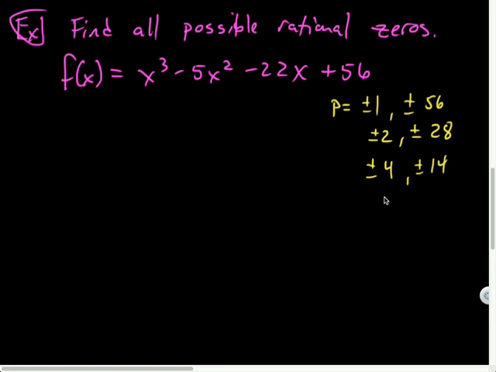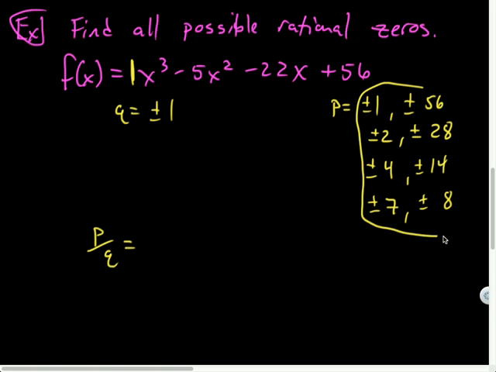Let's see. 6 can't work. 5 can't work. 7. I think 7 works, guys. How many times does 7 go in? Eight times. So let's see. The leading coefficient of this is 1, so that means Q is just plus or minus 1. All right. So if I want a list of all possible P's over Q's, it would just be all of these over all of those in all possible combinations.